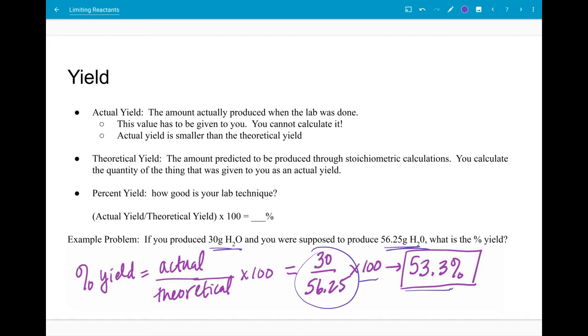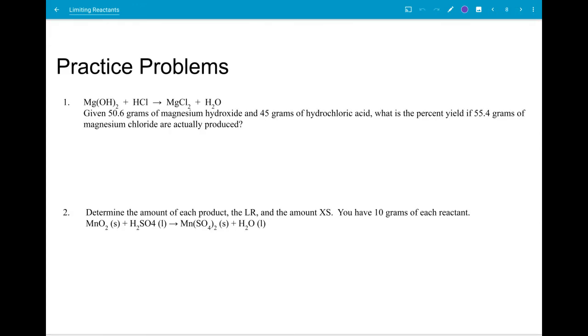So this person probably didn't do a very good job, or that process could be enhanced. So I have some practice problems here. Notice number 1 is based off of the calculations we just did. It's exactly the same, but it's asking for the percent yield. And you'll notice that they gave us what the actual yield is.